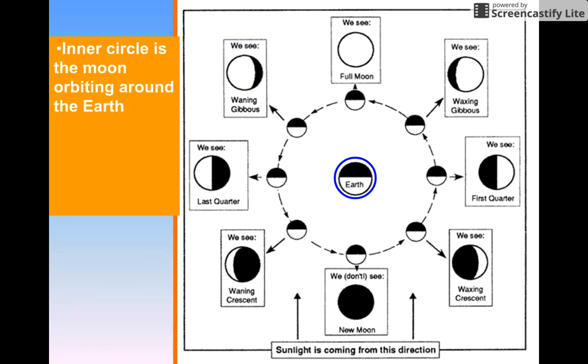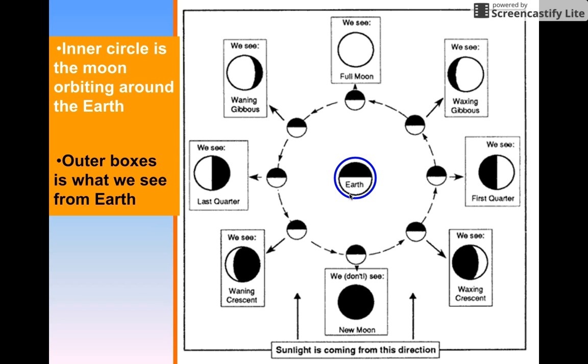The inner circle is the moon orbiting around the Earth. As you can see, the sun is at the bottom of the diagram. The side of the moon on the inner circle facing the sun is always lit, and the side facing away from the sun is always dark. It all depends on where we are on the Earth as to what we see.